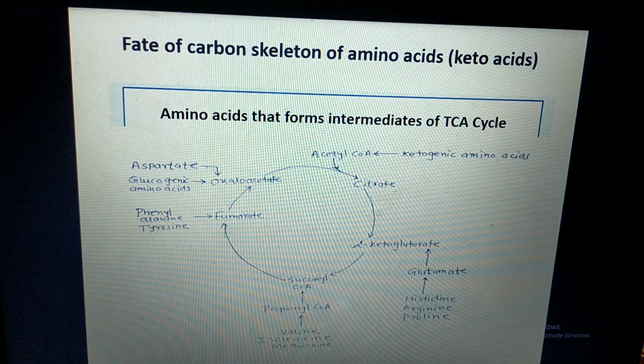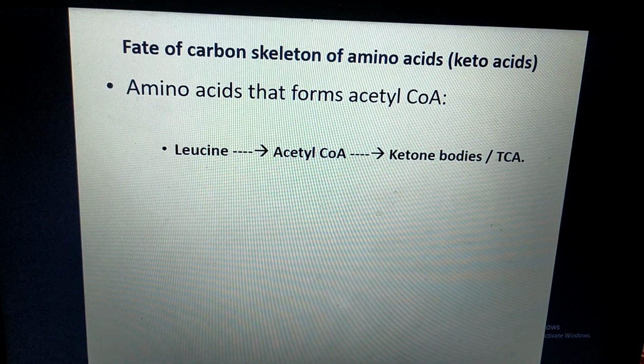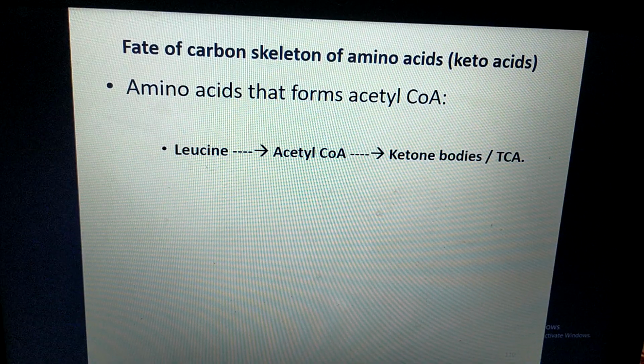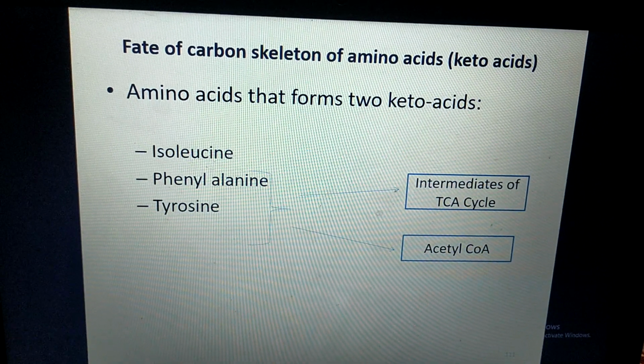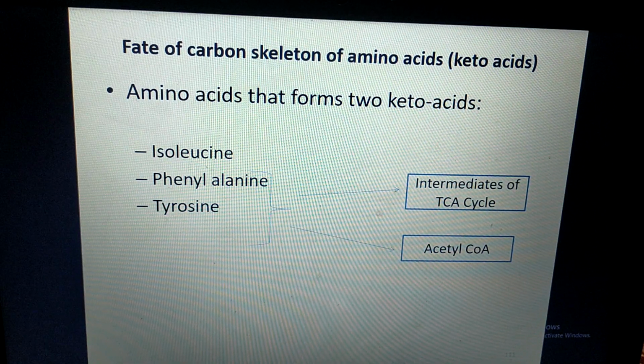Other glucogenic amino acids also form oxaloacetate and join the TCA cycle. Similarly, the ketogenic amino acids, mainly leucine, form acetyl CoA and enter the TCA cycle in this manner. So in this way, the remaining carbon skeleton of the amino acid is utilized. As I said, leucine is converted into acetyl CoA, and this acetyl CoA is then converted into ketone bodies or enters the TCA cycle. Some amino acids form two ketoacids, like isoleucine, phenylalanine and tyrosine.